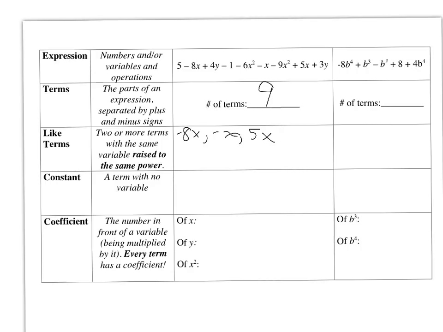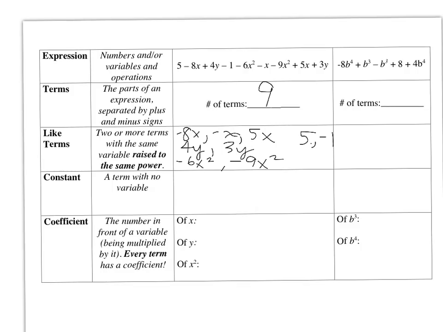Let's look at the next set. We're going to start with 4y. The other terms that are like 4y would be 3y. And finally, let's look at -6x squared. The other terms that are like that would be -9x squared. So those two are like terms because they have the same variable and the same exponent. Finally, we could actually look at the numbers that don't have a variable, and those would be like terms as well. And so 5 and -1 would also be like terms.